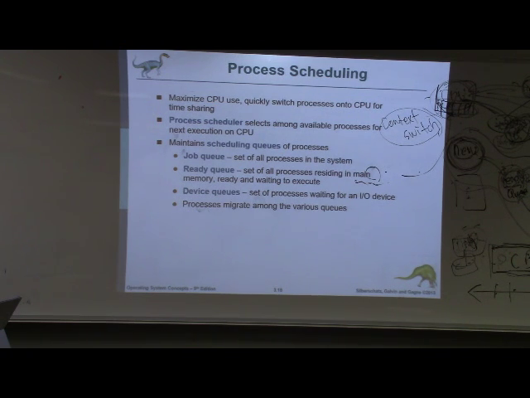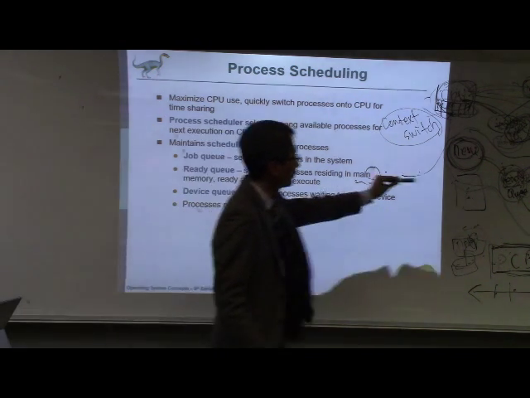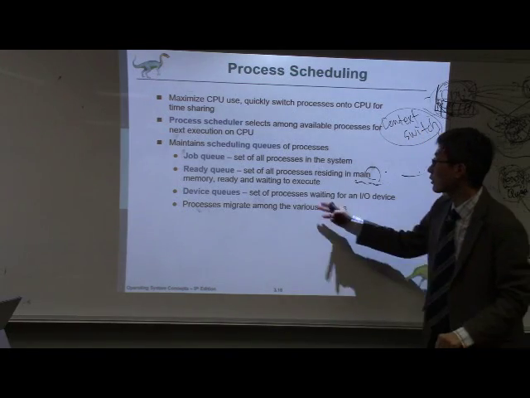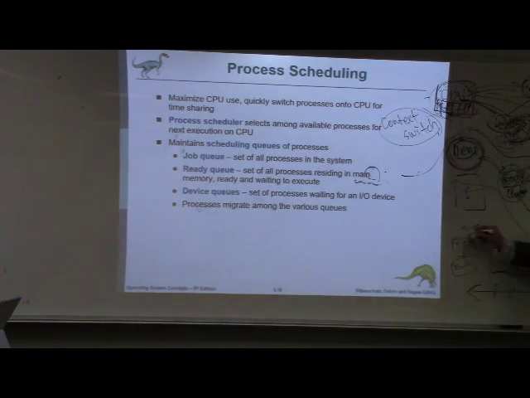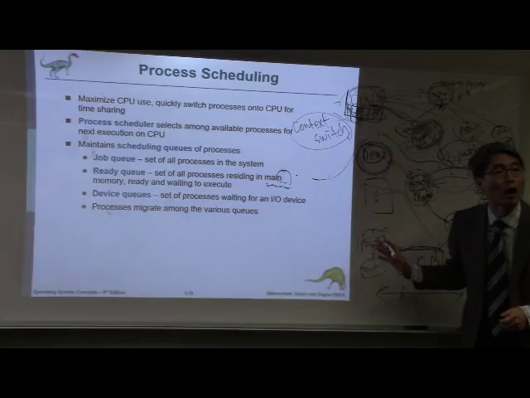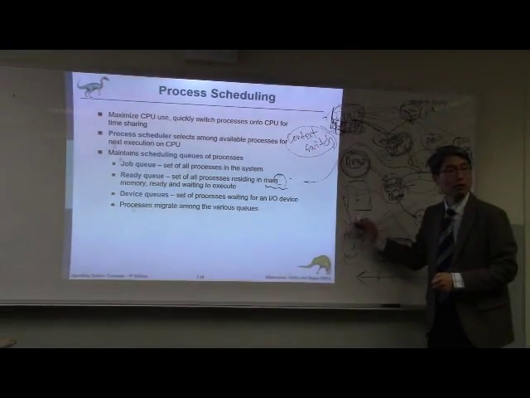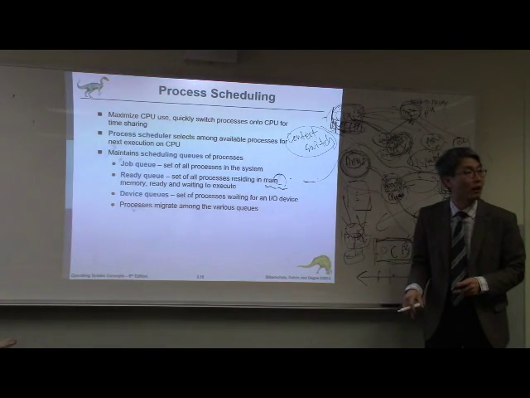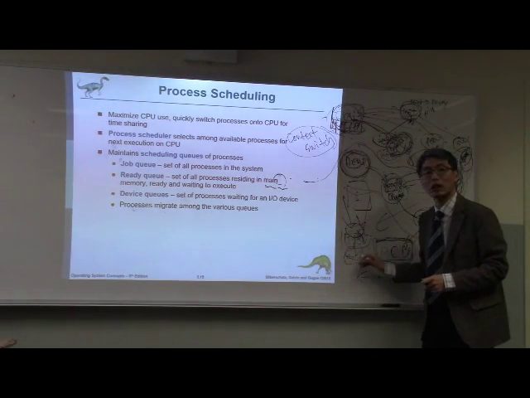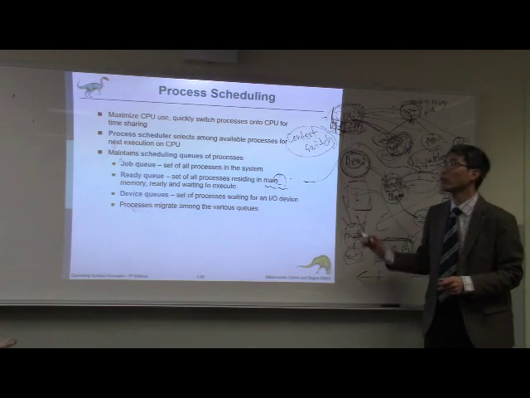Whenever we have a queue, it is the data structure to manage many data items, right? Many processes. For example, the ready queue. Ready queue is here. And the device queue. Each device has its own queue. Why? Because there are many requests from the processes and applications to access the data. So this needs to manage the queue.